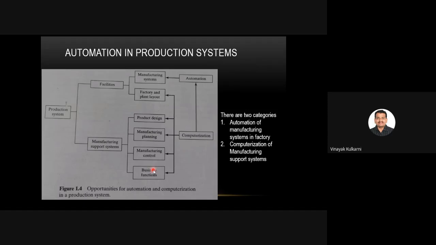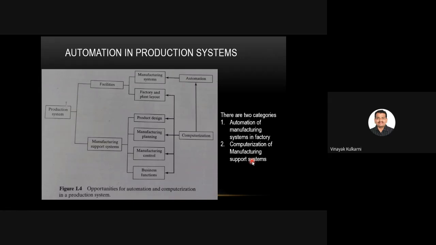So in the automation in production systems, I need to automate certain things at manufacturing systems. Factory and plant layout, you cannot automate because it is a fixed thing. So there are two categories: automation of manufacturing systems in the factory and computerization of manufacturing support systems.